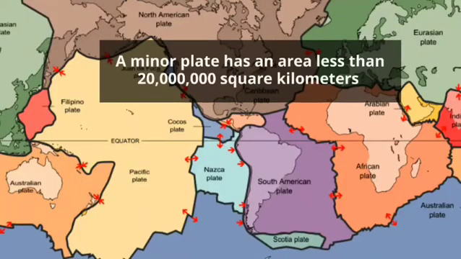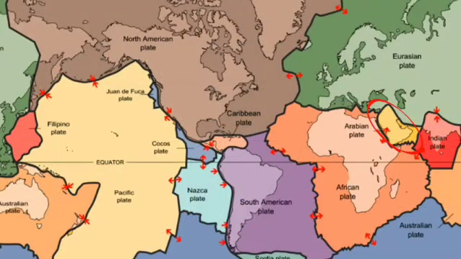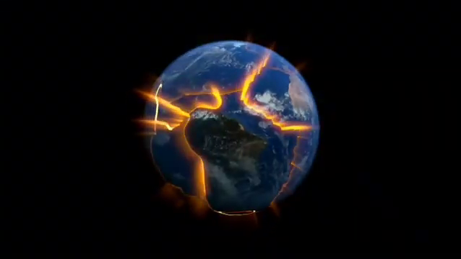A minor plate is any plate with an area less than 20 million kilometers squared, and they are the Arabian plate, the Caribbean plate, the Cocos plate, the Juan de Fuca plate, the Indian plate, the Nazca plate, and the Philippine Sea plate, also known as the Filipino plate. These huge tectonic plates continue to shape and form our Earth.